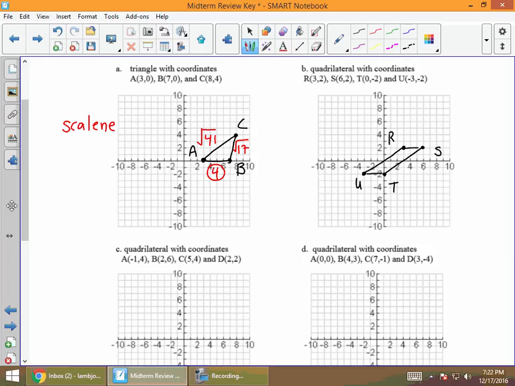So I'm going to measure UT, so 1, 2, its distance is 3. RS distance is 3. The slope of RS is 0 over 3, which is 0. The slope of UT is 0 over 3, so it is 0. So I have one pair of opposite sides that are both parallel because they have the same slope, and congruent because they have the same length. This is a parallelogram.